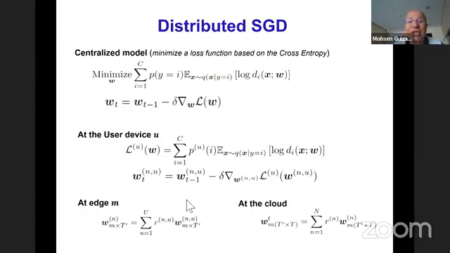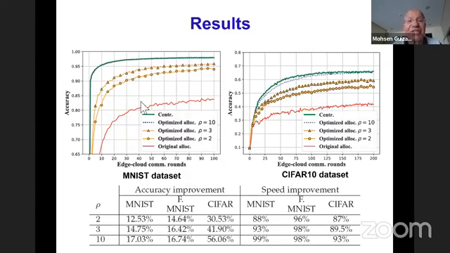So, jumping to the results for the sake of time, our results are shown here in the slide, and they are the yellow curves here, using hierarchical federated learning. If you compare it to regular federated learning without the hierarchy, the red curve here, or compare it to the cloud, which is perfect here in terms of accuracy, the green curve here.